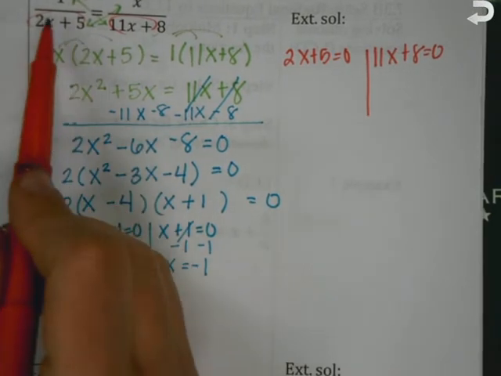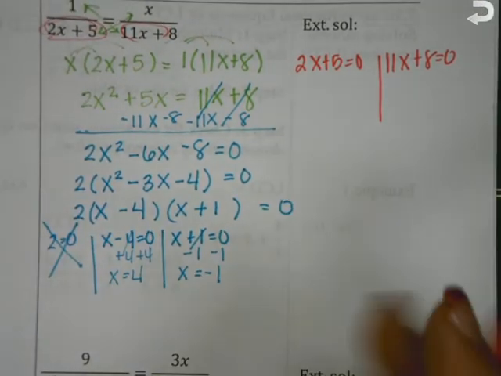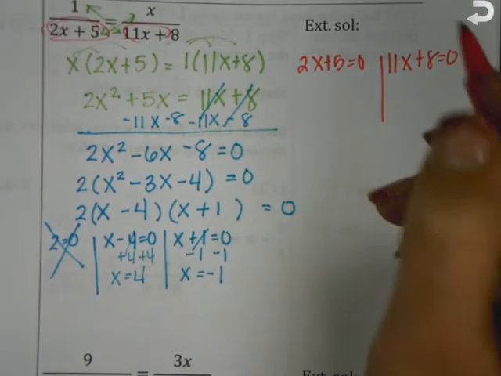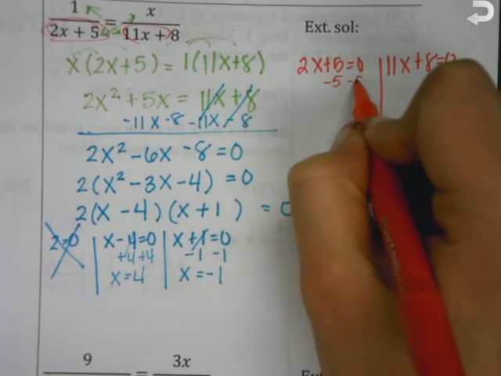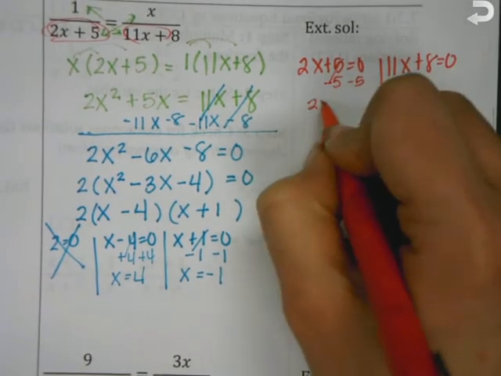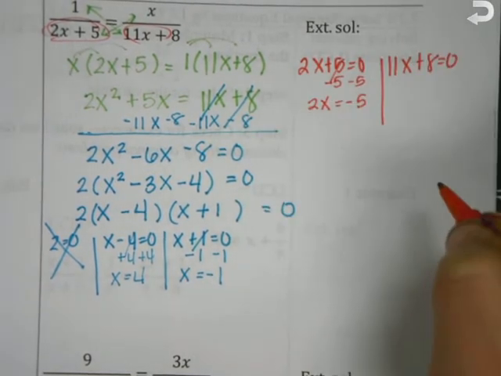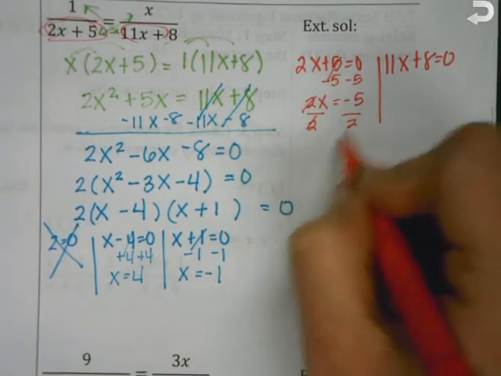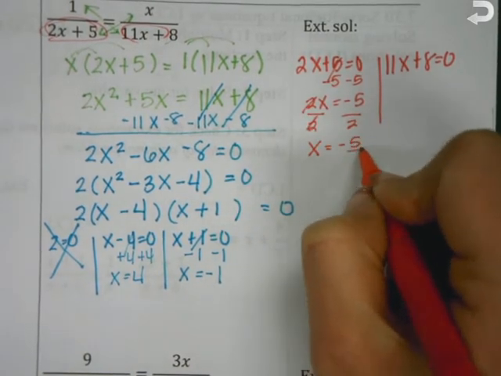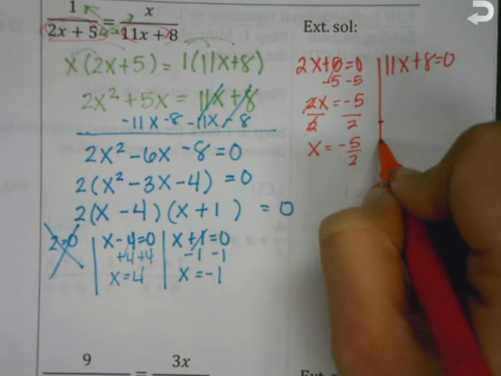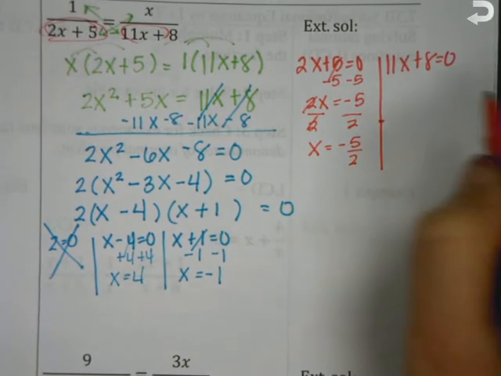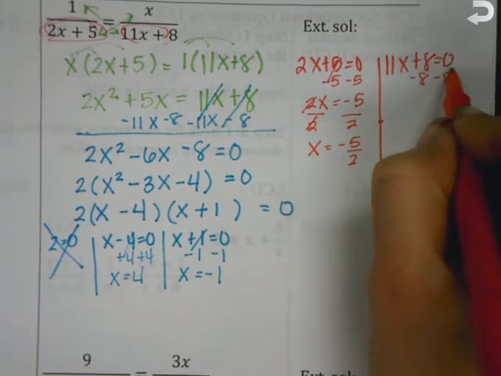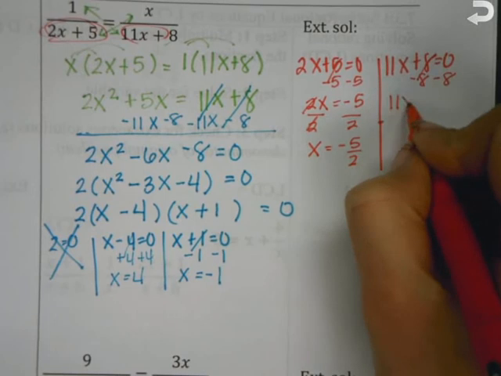Okay, so I subtract 5, and I get 2x equals negative 5. Divide by 2, x equals negative 5 over 2. And then we do the same thing on the other one. We subtract 8 first. 11x equals negative 8. Divide both sides by 11. x equals negative 8 over 11.